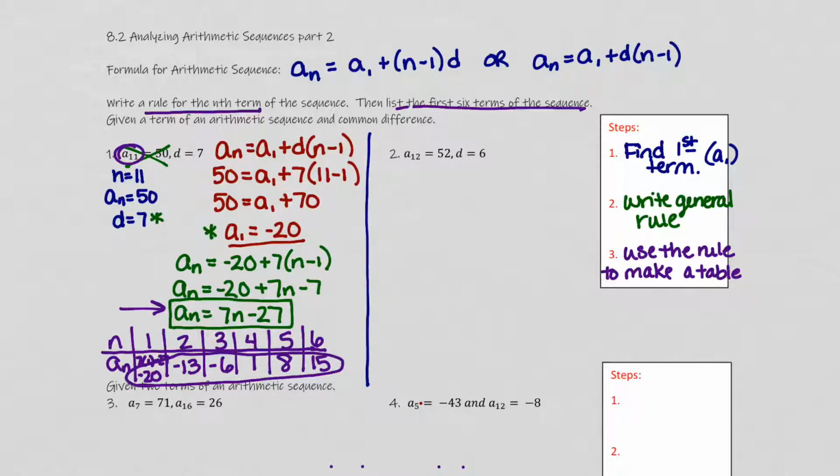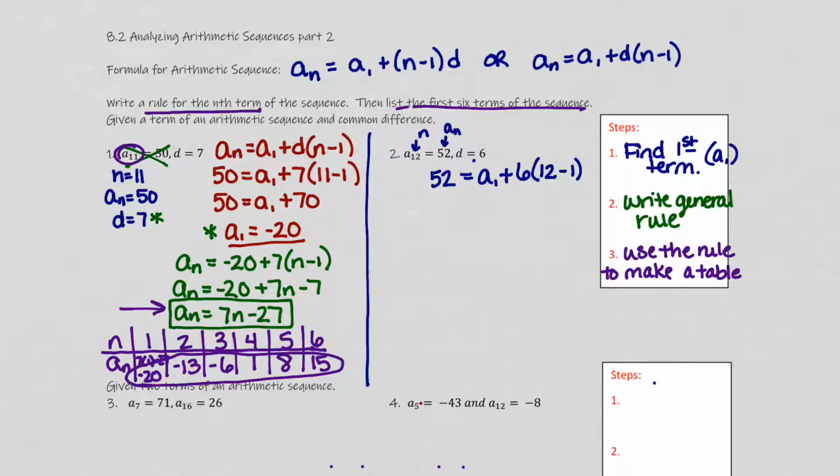Step 1 is finding the first term. So n is 12. I'm writing 12, that's the n, because it's a, and then the sub number is always what n is. This then would be an, and this is d. And we plug it into our standard equation up here. So an is 52. Sorry, I just said right here what an is. 52 equals a1, which is what we do not know, plus d times n minus 1, and n is 12.